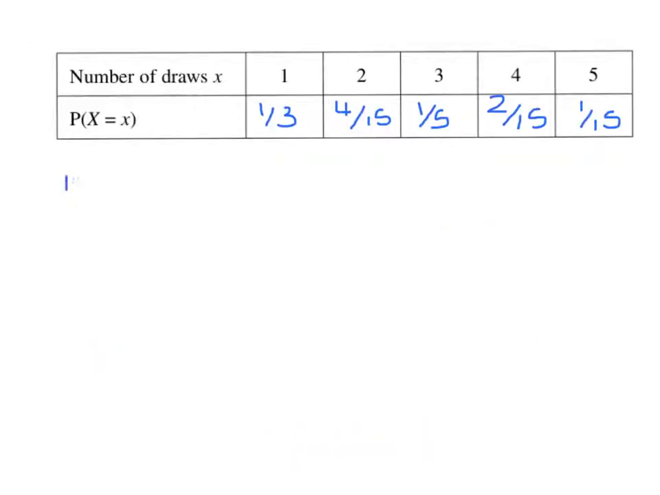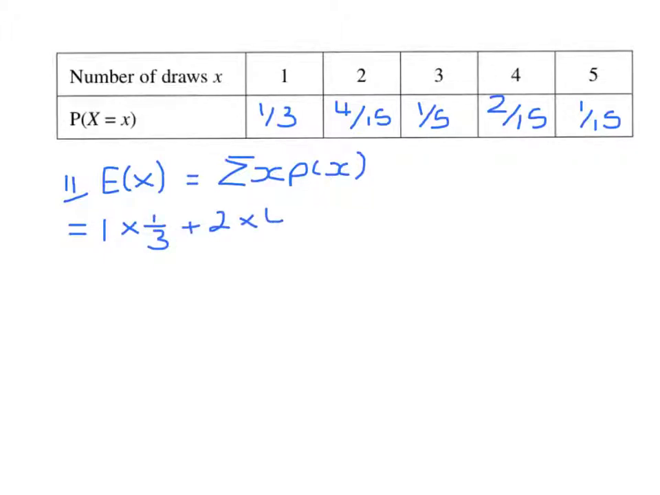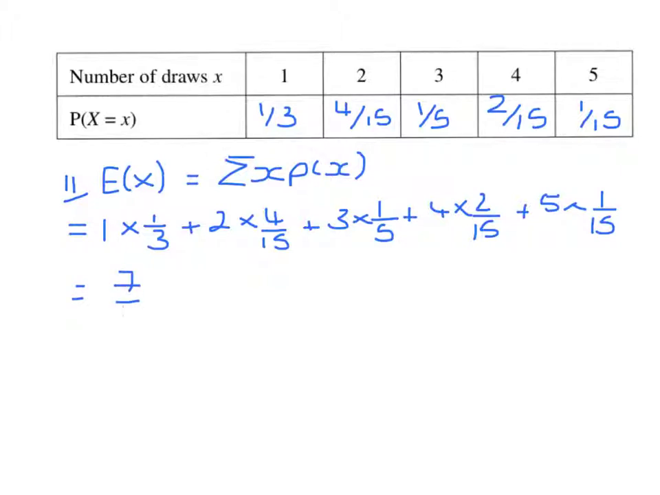Part 2 asks us to find the expected value of x, and the formula for that is sigma x p of x, so the sum of the x values multiplied by their probabilities. So that would be 1 times 1/3 plus 2 times 4/15 plus 3 times 1/5 plus 4 times 2/15 plus 5 times 1/15, which gives us an expected value of 7/3.